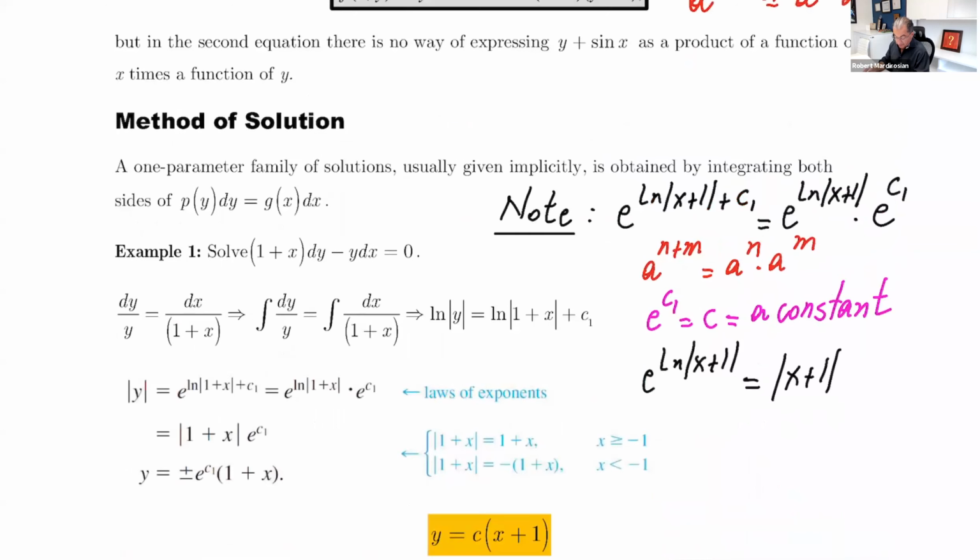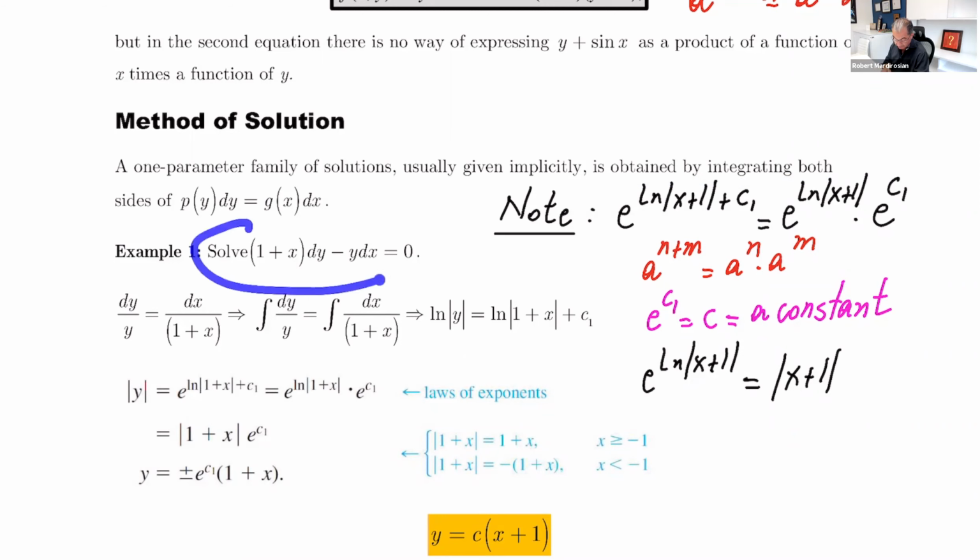So now, how do you solve those? We kind of got an idea, but let's go over some examples here. A one parameter family of solutions, usually given implicitly, is obtained by integrating both sides: p of y dy equals g of x dx.